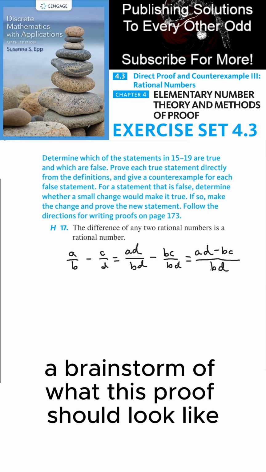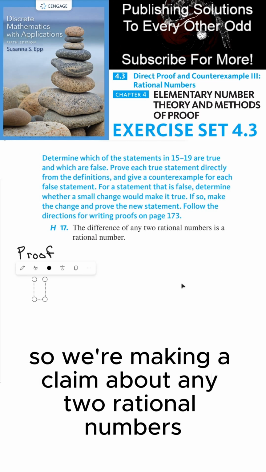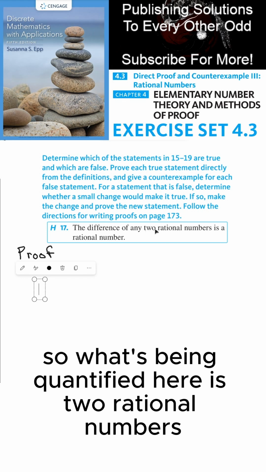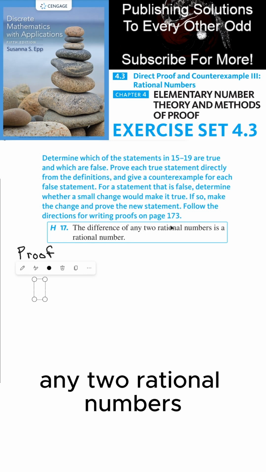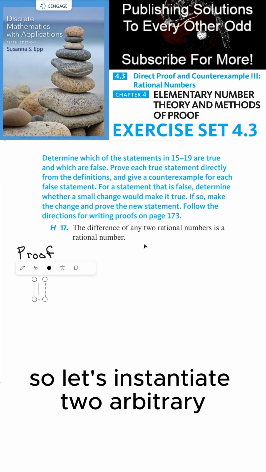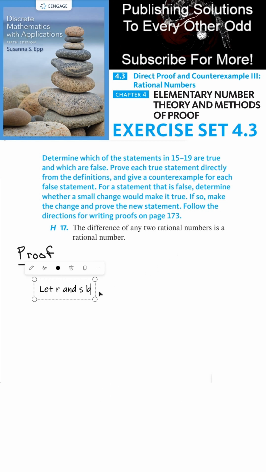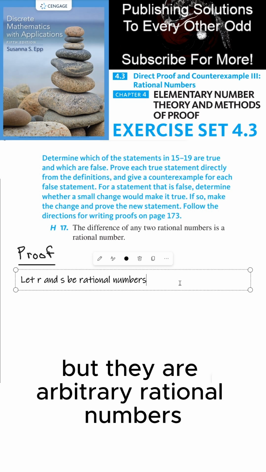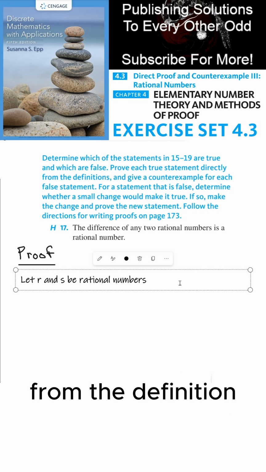So now that we have a brainstorm of what this proof should look like, let's formalize it. So we're making a claim about any two rational numbers. So what's being quantified here is two rational numbers, and the quantification is universal, any two rational numbers. So let's instantiate two arbitrary fixed rational numbers. Let R and S be rational numbers. Now, we don't know what rational numbers R and S are, but they are arbitrary rational numbers, and we can use different variables to represent these rational numbers from the definition.